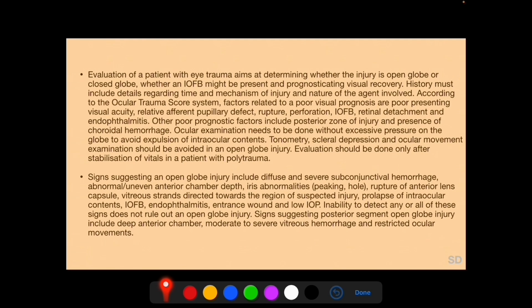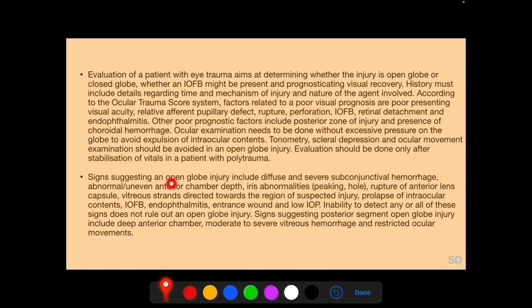Ocular examination needs to be done without excessive pressure on the globe to avoid expulsion of intraocular contents. Tonometry, scleral depression, and ocular movement examination should be avoided in an open globe injury. An ocular evaluation should be done only after stabilization of vitals in a patient with polytrauma.